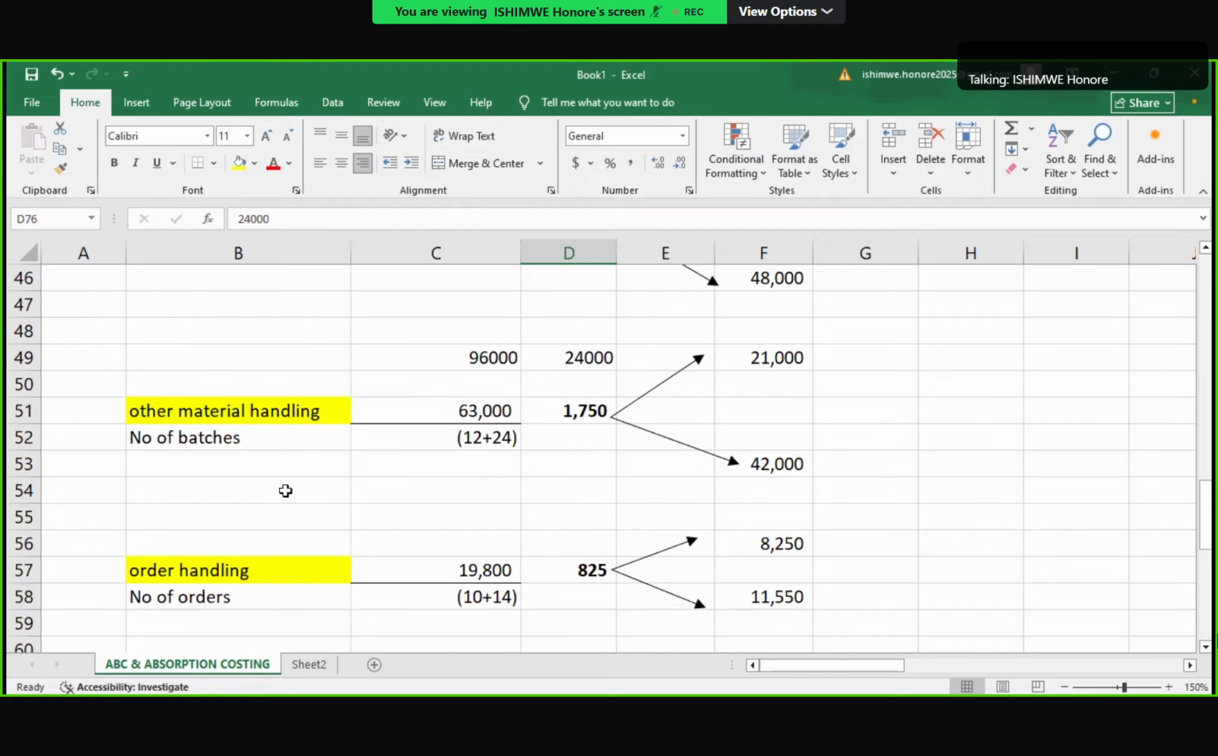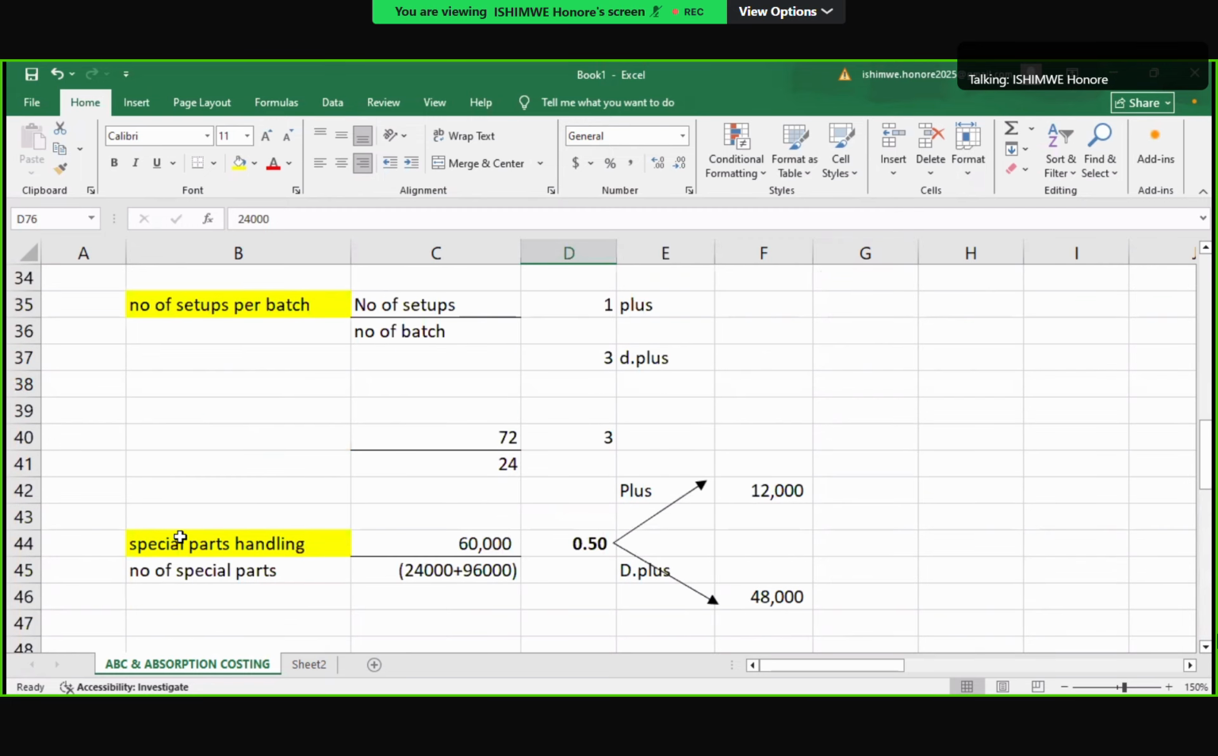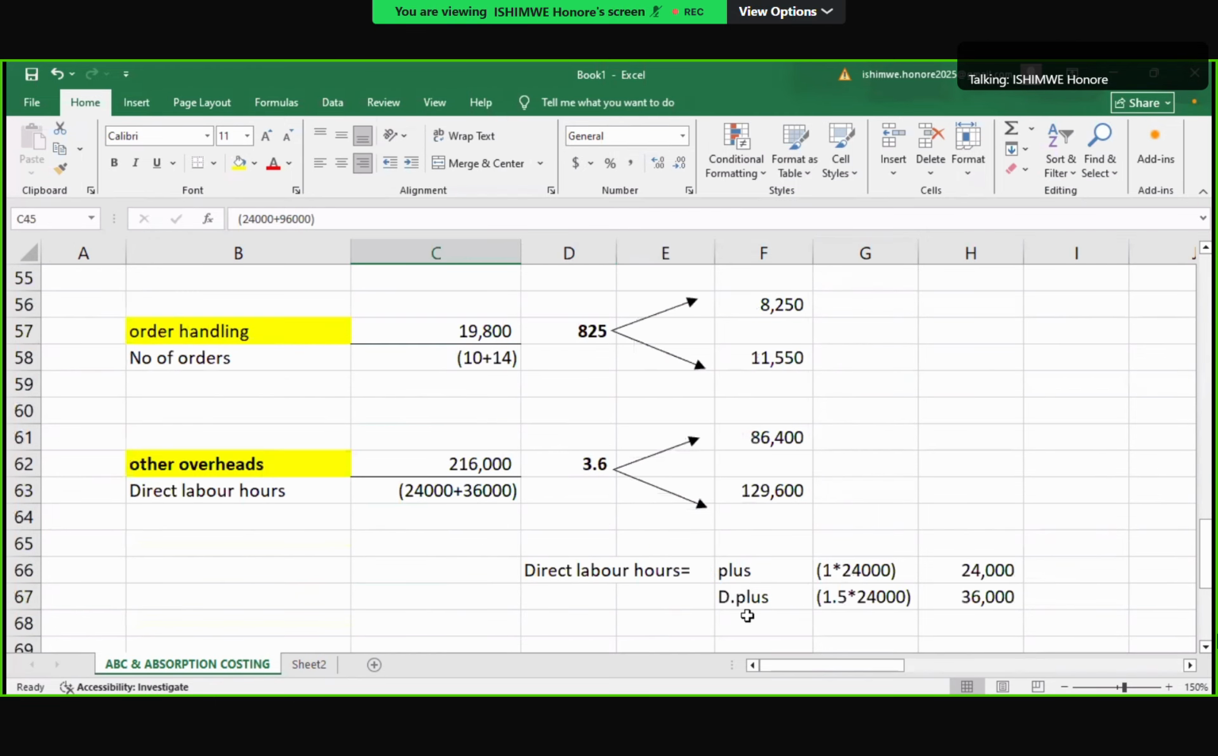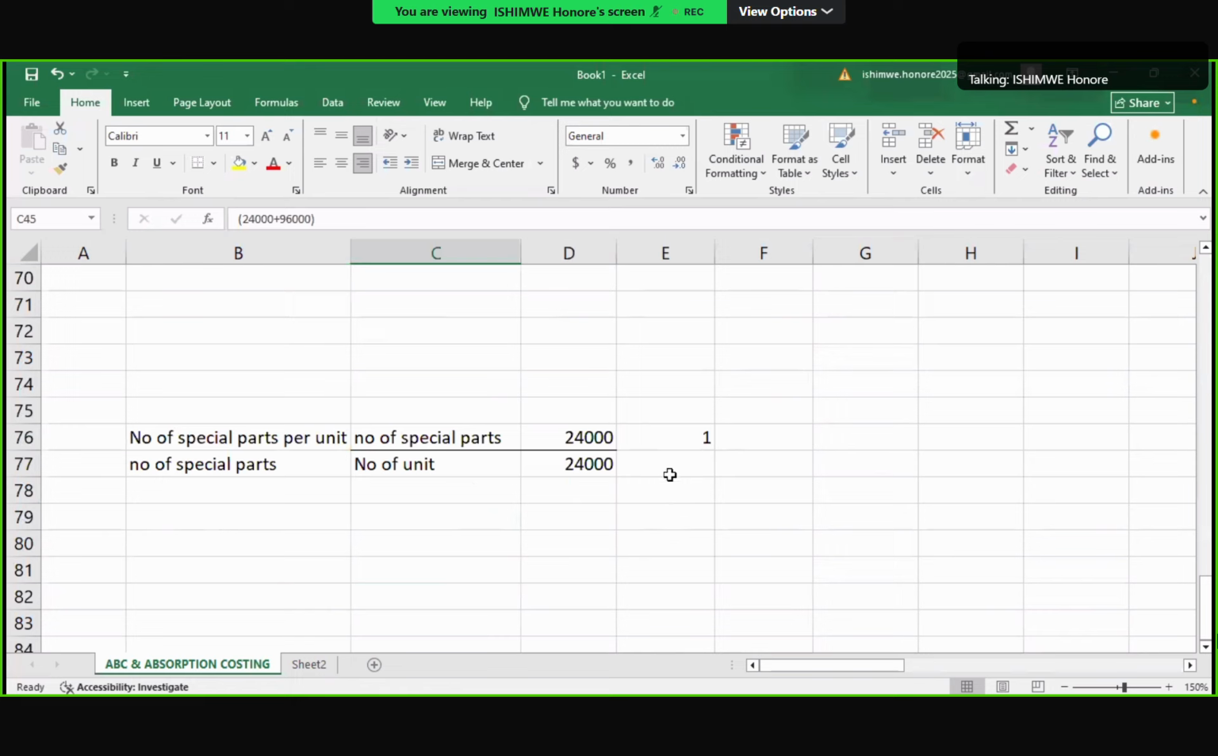Okay, I go here on number of special parts. I get 24,000.